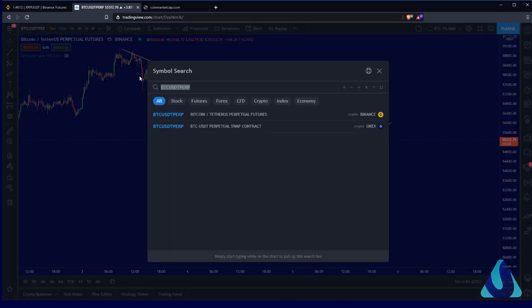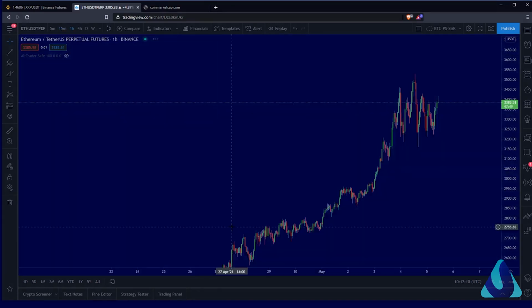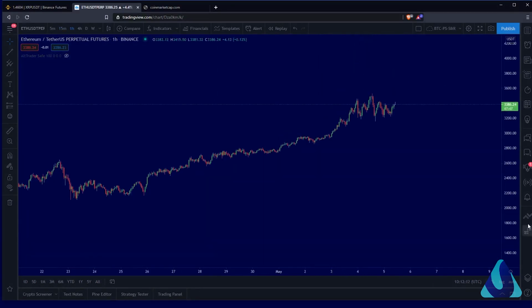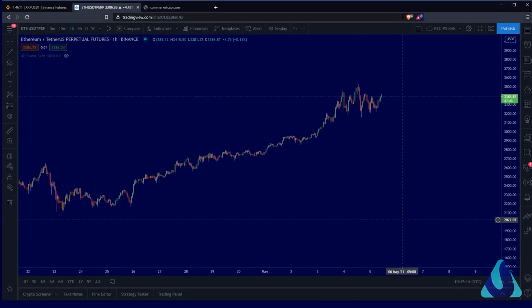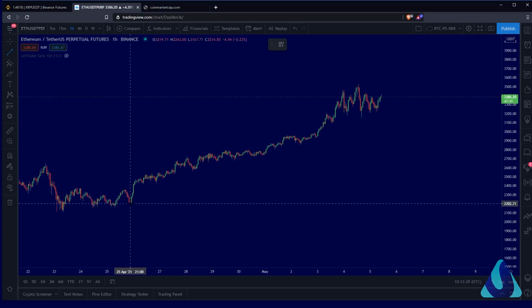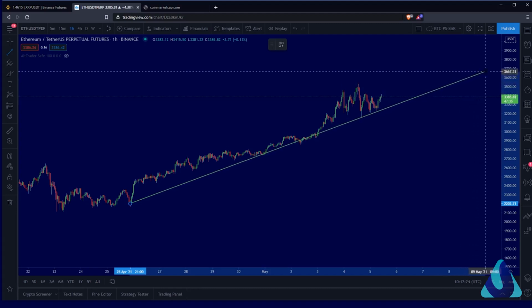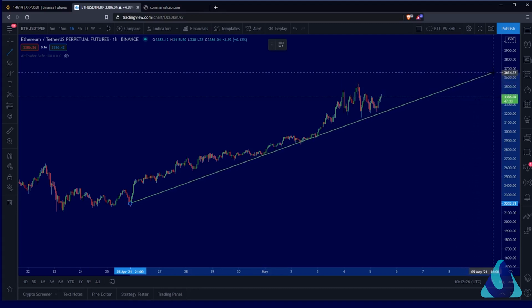If we look at Ethereum, okay, so we're on the 15-minute again. Let's move on to the hour. Let's work from the hour. So here's another example here. So what do we see? We've got one point here. This was a swing low. So let's work from this point and drag that across about here.